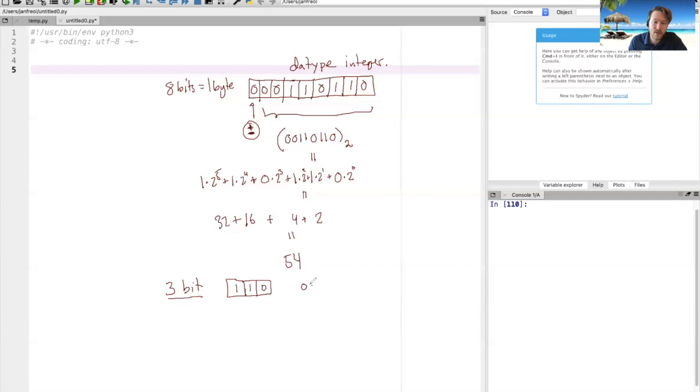So we would have 0, 0, 0. That's a combination that would give 0. 0, 0, 1 would give 1. 0, 1, 0 would give 2. 0, 1, 1 would give 3. And then 1, 0, 0 would give, by what I've said, minus 0. And then 1, 0, 1 would give minus 1. 1, 1, 0 would be minus 2. And then 1, 1, 1 would be minus 3.